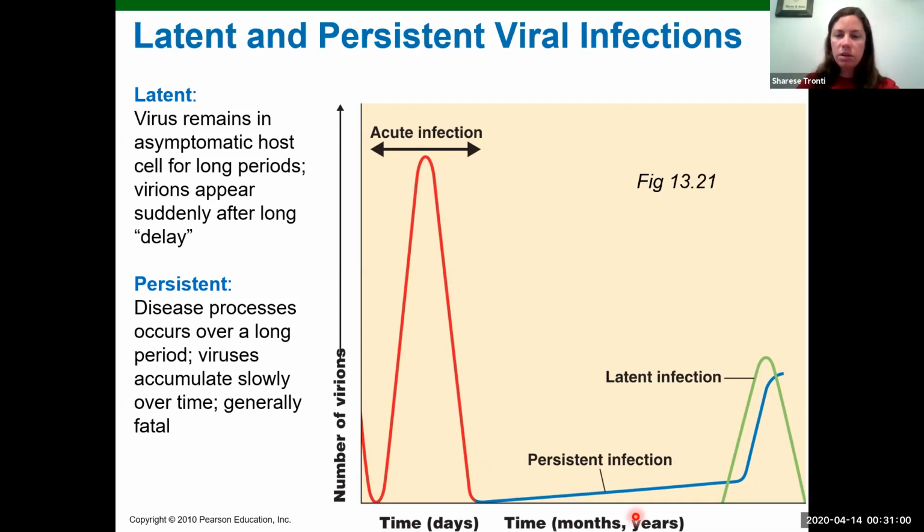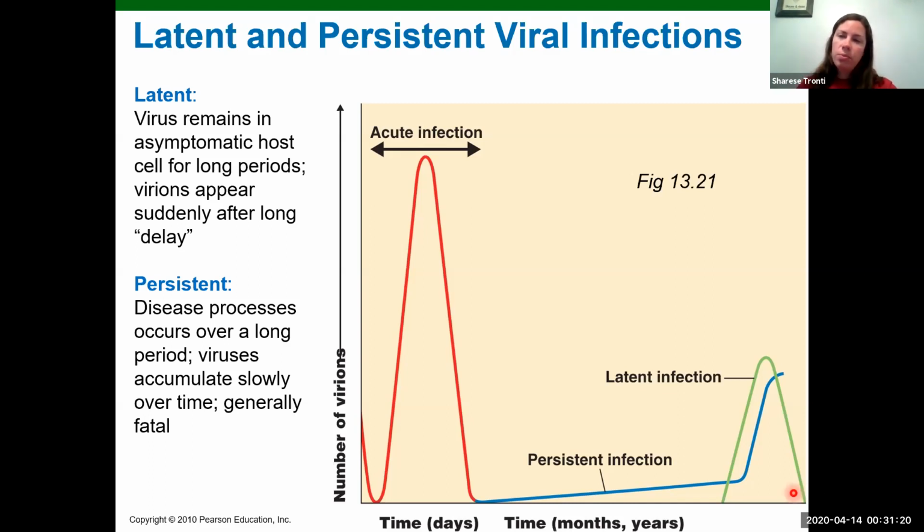Then over here in green, we see latent infection. We've talked about latent infection. This is where it can lie dormant in the lysogenic cycle. So this is going to stay dormant, and then for some reason, it's going to switch to the lytic cycle, cause infection, and then be stopped by the immune system.